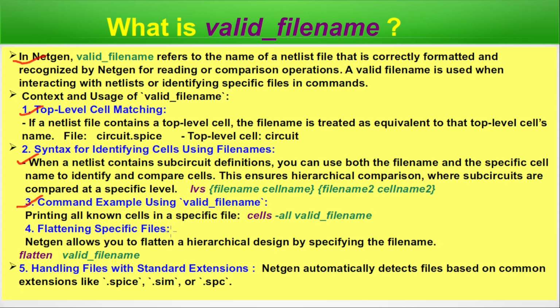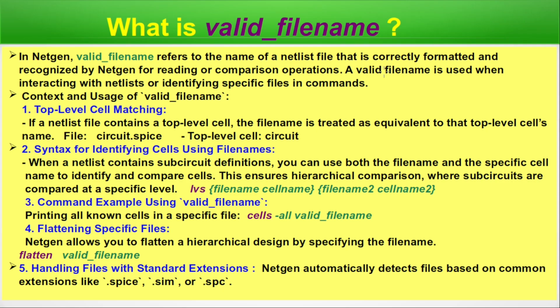Printing all known cells in a specific file, like cells on valid file name. Flattening specific files: NETGEN allows you to flatten a hierarchical design by specifying the file name, like flatten valid file name. Now, handling files with standard extensions. NETGEN automatically detects files based on common extensions like .spice, .sim or .spc. So valid file name refers to the name of a netlist file that is correctly formatted and recognized by NETGEN for reading or comparison. That is valid file name.